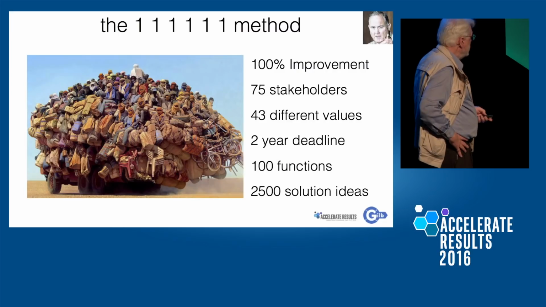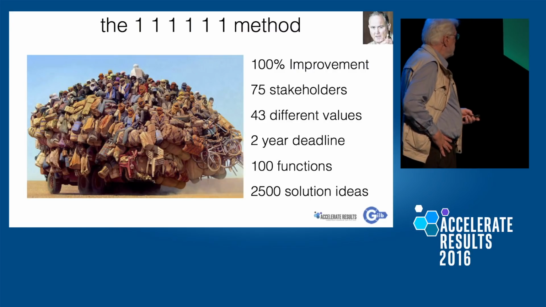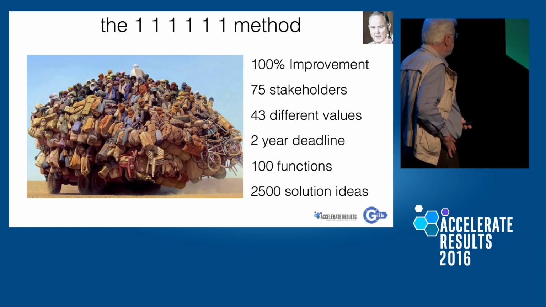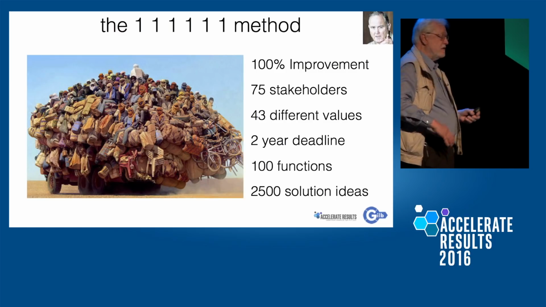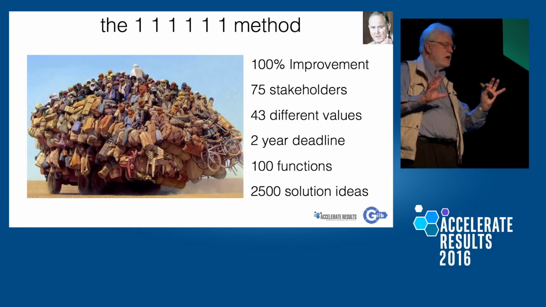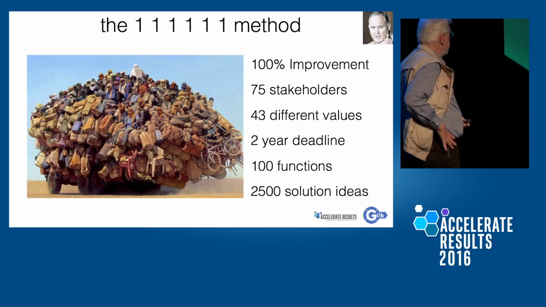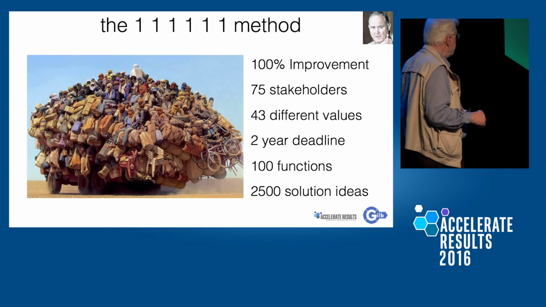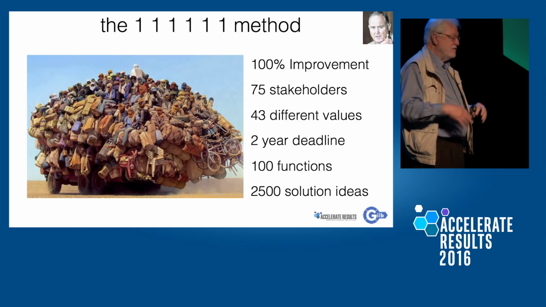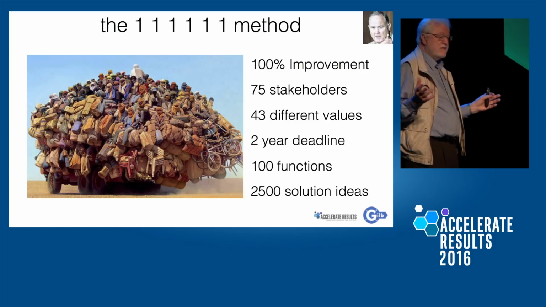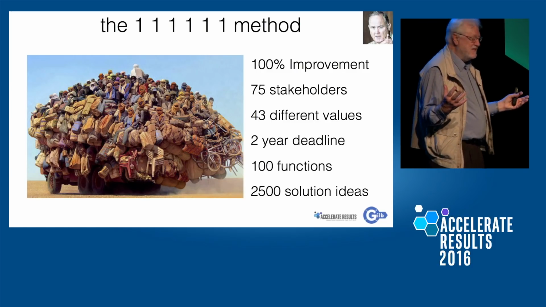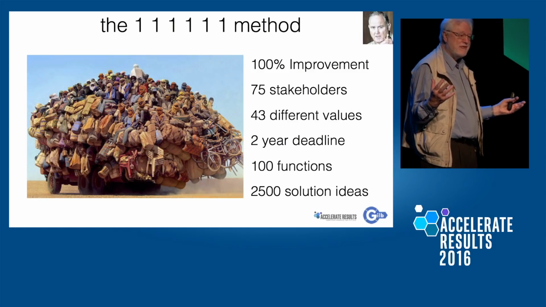The 1-1-1-1-1 method is a simplification. Your project might look like this: 75 stakeholders. You need to get 10 different goals to 100% improvement in the long term. You have 43 different qualities or values you're managing. You have a 2-year deadline, hundreds of functions, and 2,500 technical ideas. So this is like overwhelming complexity. In fact, it isn't as complex as some of the real systems some of you already have, I'm quite sure.